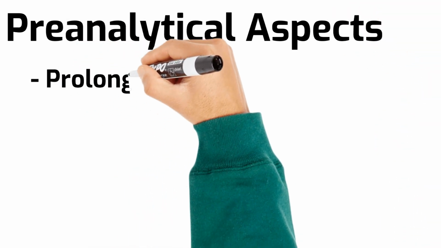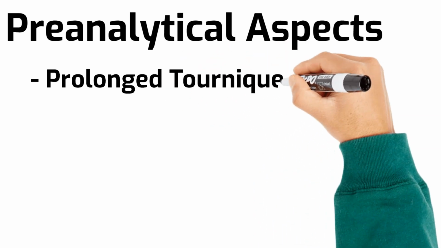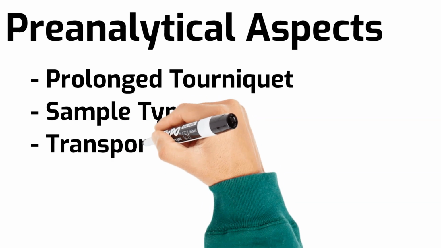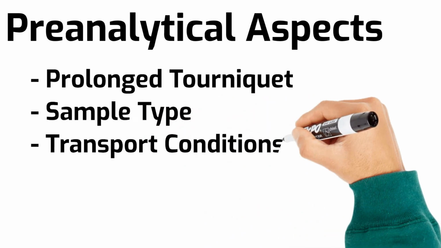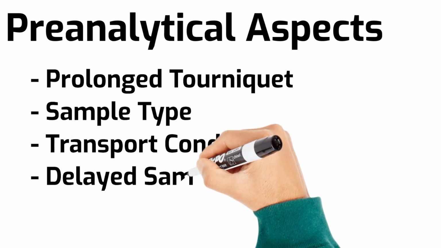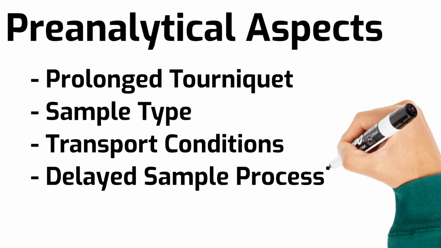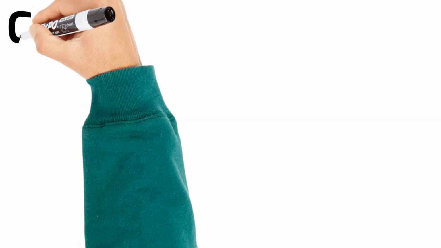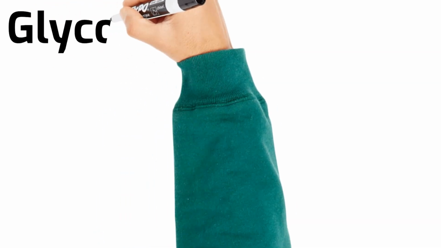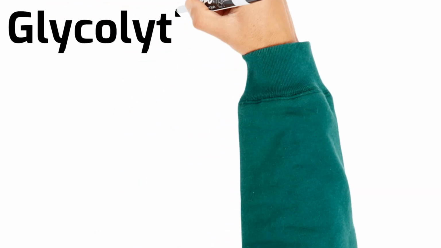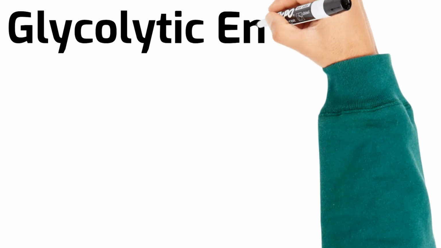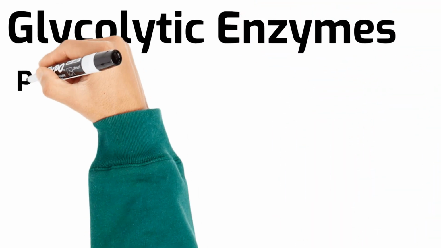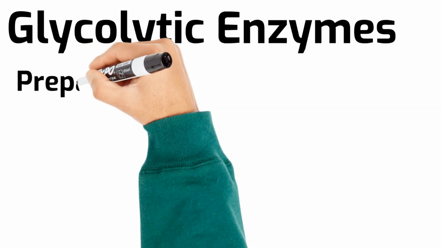pre-analytical phase. These factors include sample collection techniques, sample type, transport conditions, delayed sample processing, and absence or presence of additives that inhibit in vitro glycolysis. The most important pre-analytical aspect to minimize artifactual glucose result is to prevent in vitro glycolysis caused by the glycolytic enzymes present in leukocytes and erythrocytes.